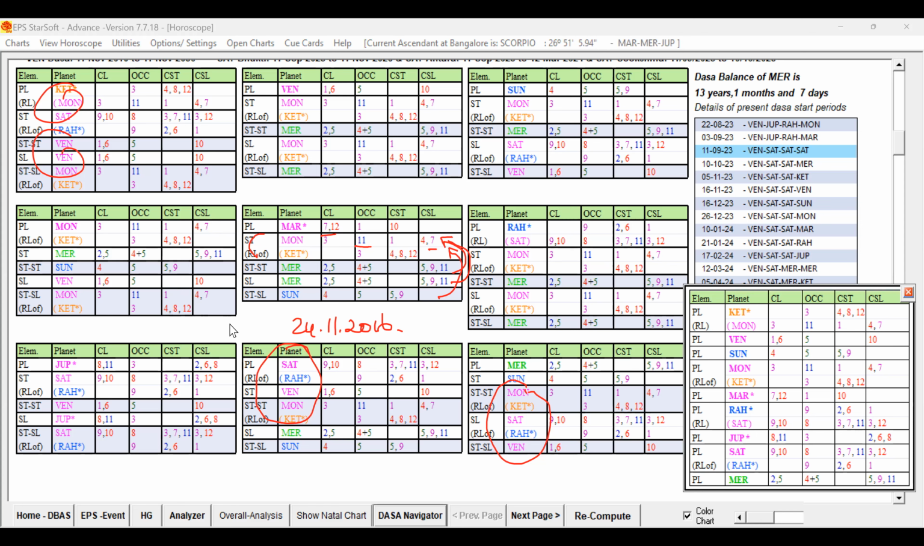And in that case, it is better not to go for any conception during that period. So what will happen? The delivery will happen, but the child's health also will not be good. And also that progeny, that marital prospect, is also not going to be good. So that female native will suffer on both ends.